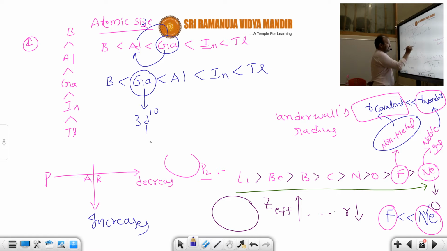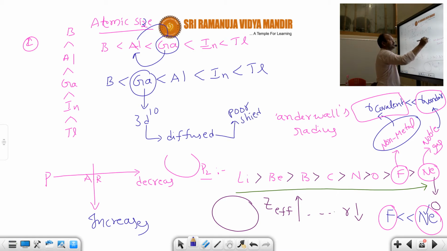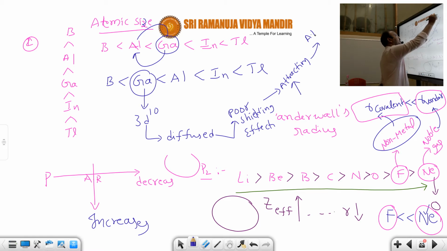When the d subshell is completely filled, what is the nature of the d orbital? The d orbital, as well as the f orbital, has a diffused nature. Whenever the nature is diffused, it exhibits a poor shielding effect. When the shielding effect is poor, the attraction is more. When the attraction is more, the atomic radius decreases.